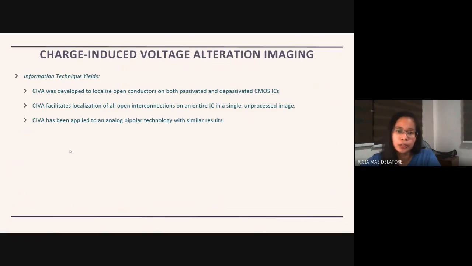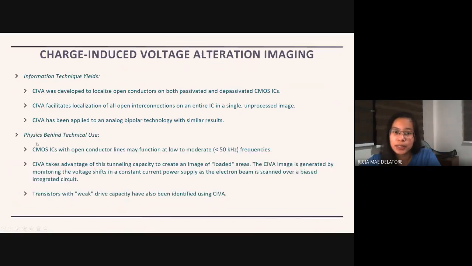The reason for the functionality is that there's significant quantum mechanical electron tunneling across the open that can transport enough charge at low frequencies to maintain the functionality. The physics behind its use is that CMOS ICs with open conductor lines may function at low to moderate frequencies, such as those less than 50 kHz. CIVA takes advantage of this tunneling capacity to create an image of the open areas.